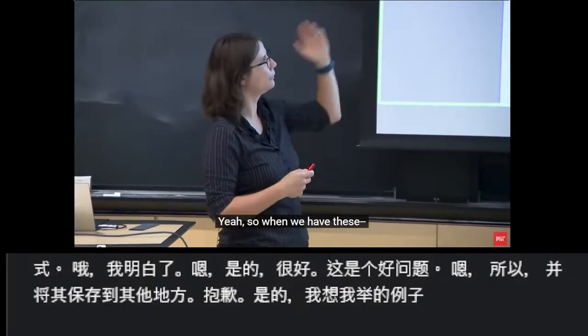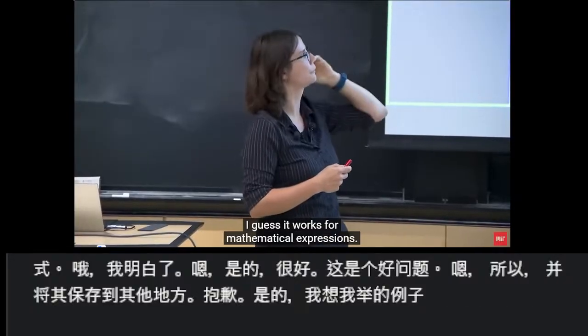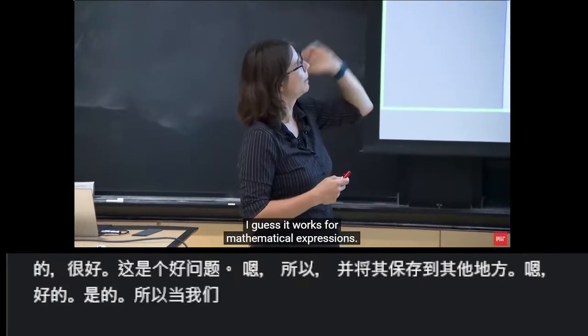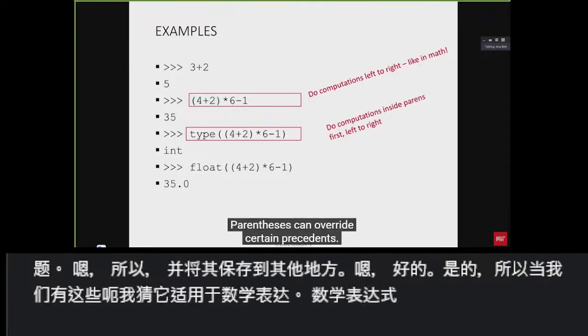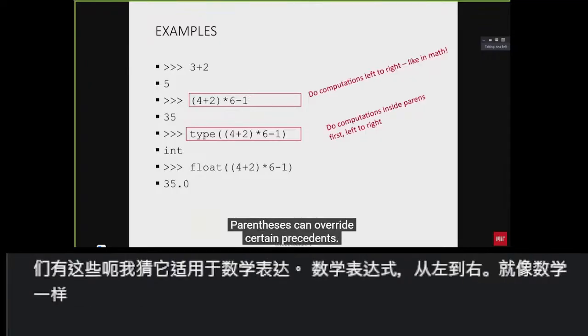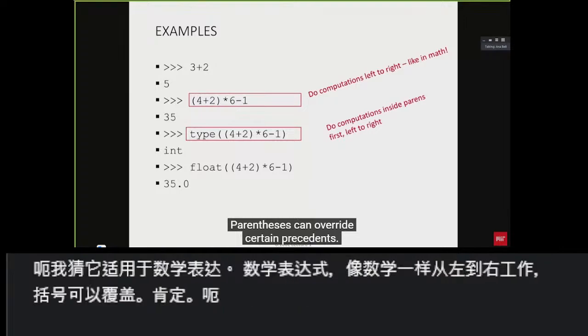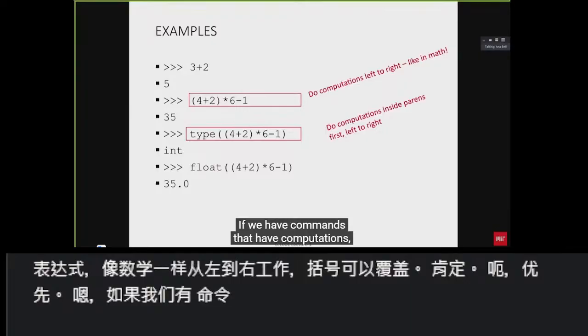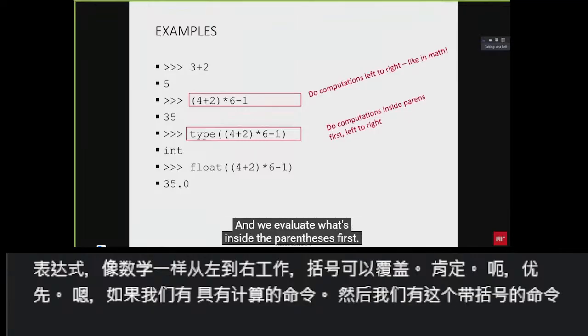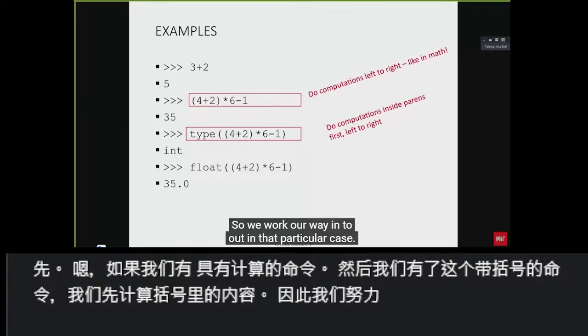Okay, yeah. So I guess this works for mathematical expressions. Mathematical expressions work left to right, just like in math. Parentheses can override certain precedence. If we have commands that have computations, then we have this command with the parentheses, and we evaluate what's inside the parentheses first. So we work our way from in to out in that particular case.